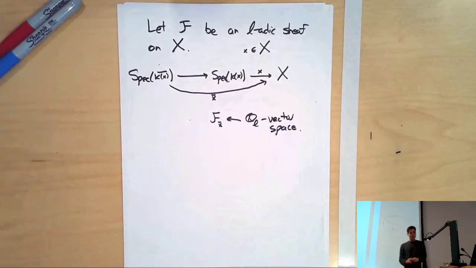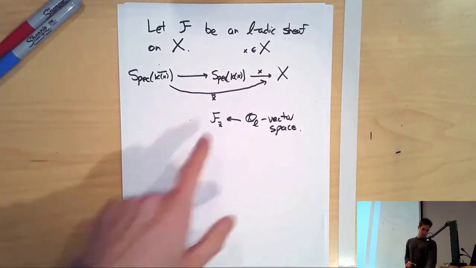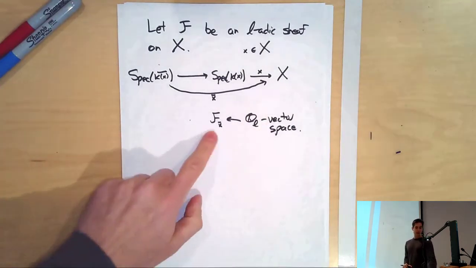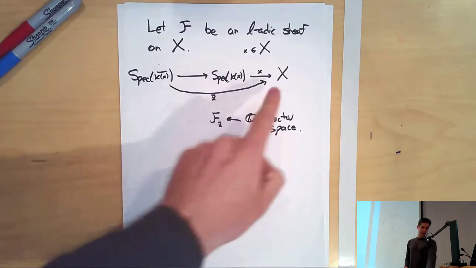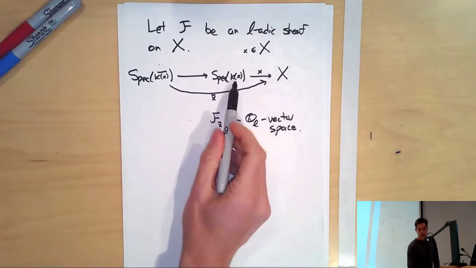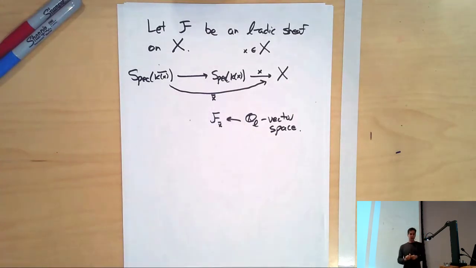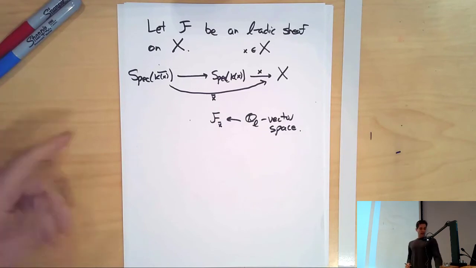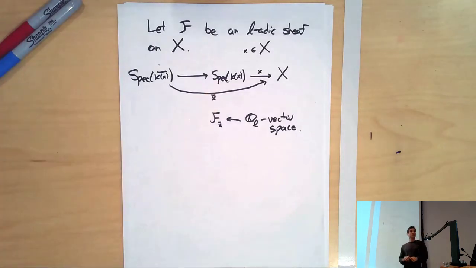But because it comes to me, this Q_l vector space, you can think it's obtained by taking my sheaf F, which lives on X, first restricting it to the point x, without the overline. That gives me an l-adic sheaf on the spectrum of a finite field, and then restricting it to the spectrum of the algebraic closure of that finite field.